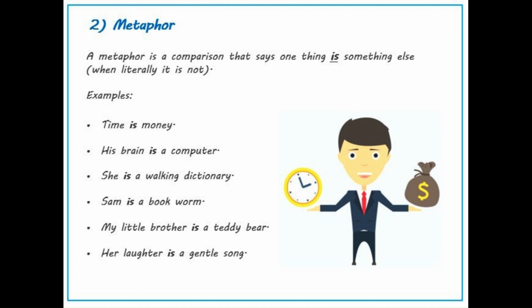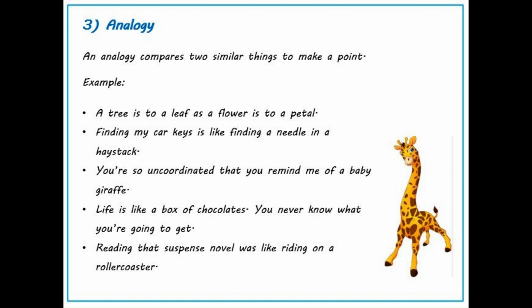So, the basic difference between a simile and a metaphor is that a simile uses the words like and as to compare, whereas a metaphor does not take help of either of those two words, and instead it says that one thing is actually another thing. The next figure of speech is an analogy. An analogy compares two similar things to make a point.